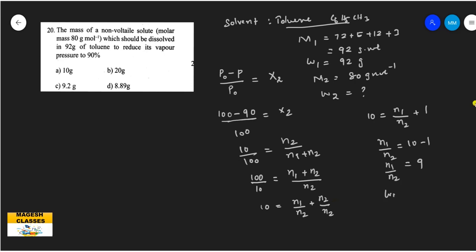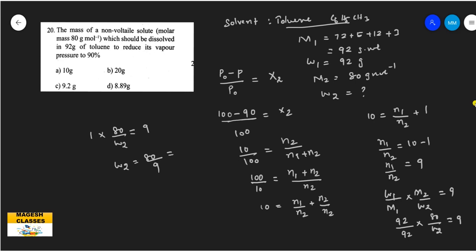It is W1 by M1 into M2 by W2 is equal to 9. So W1 is equal to 92, M1 also is 92, M2 is 80, W2 is in question. This will be 1 into 80 by W2 is equal to 9. So W2 is equal to 80 by 9. This will be 8.89 gram. Our answer is D.